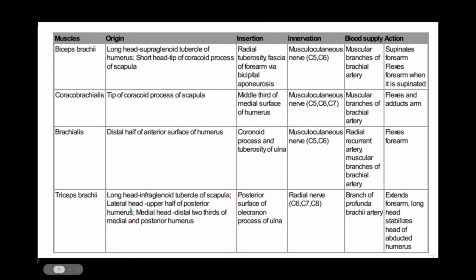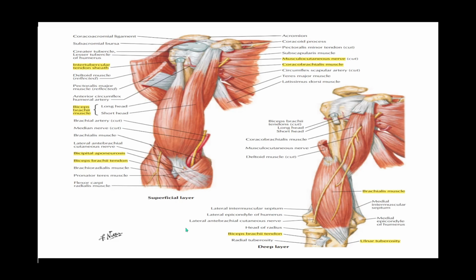It has a lateral head from the upper half of the posterior surface of the humerus. It has a medial head from the distal two-thirds of the medial and posterior humerus. Let's have a look at that.